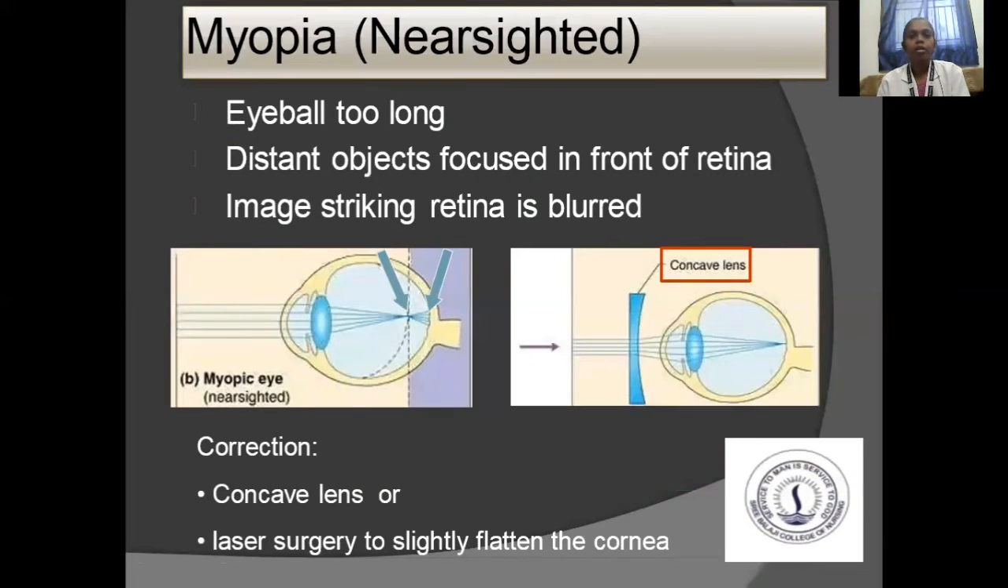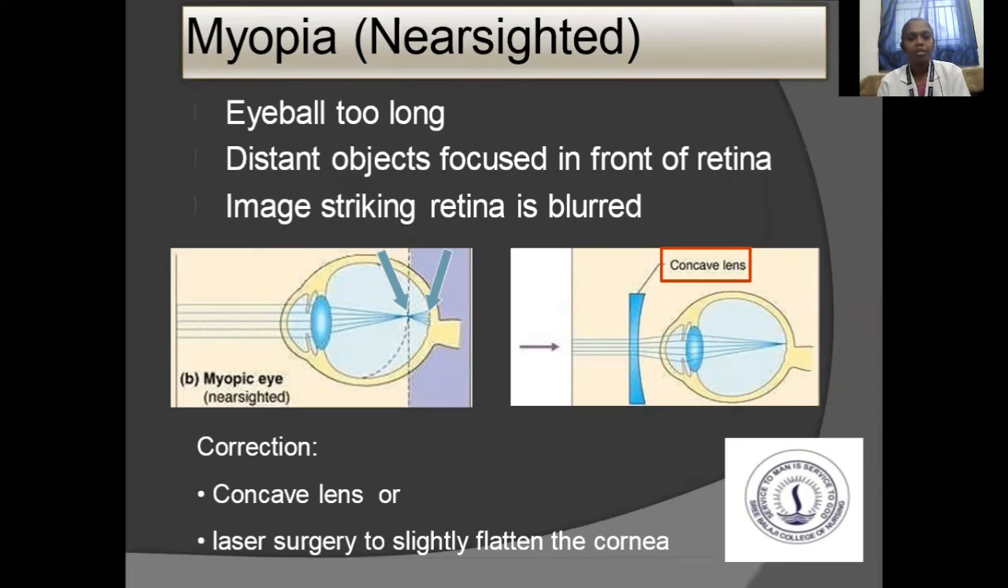Here the eyeball will be too long. So what happens? The distant object is focused in front of the retina itself. Because of this too long eyeball, the image will be focused here itself. So by the time the image reaches the retina, it becomes so blurred.